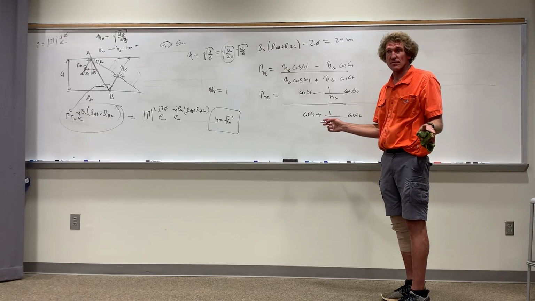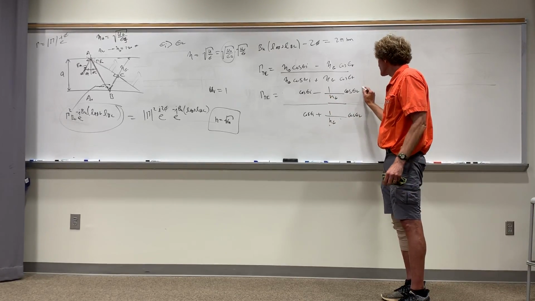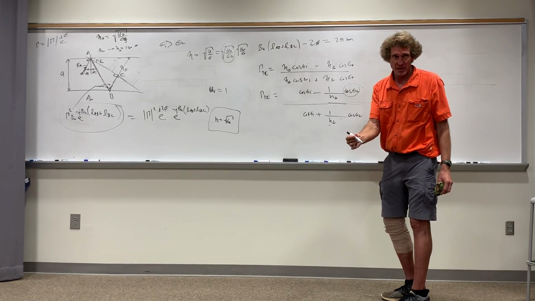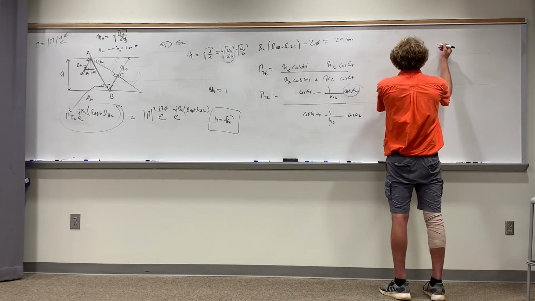Since that's the index of refraction, I'm going to leave it like this, and I'm going to do one other thing. I want to get rid of this cosine. You're not going to like this. I do this one time just so you appreciate it, all right? I don't expect you to recreate it. You got to appreciate it. So we use Snell's law for that.